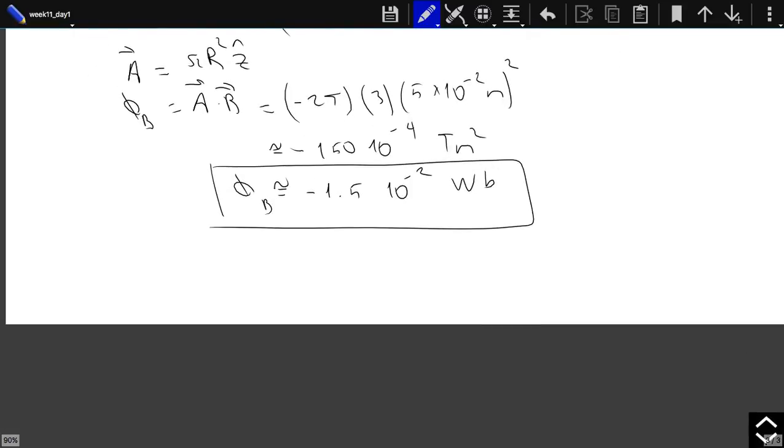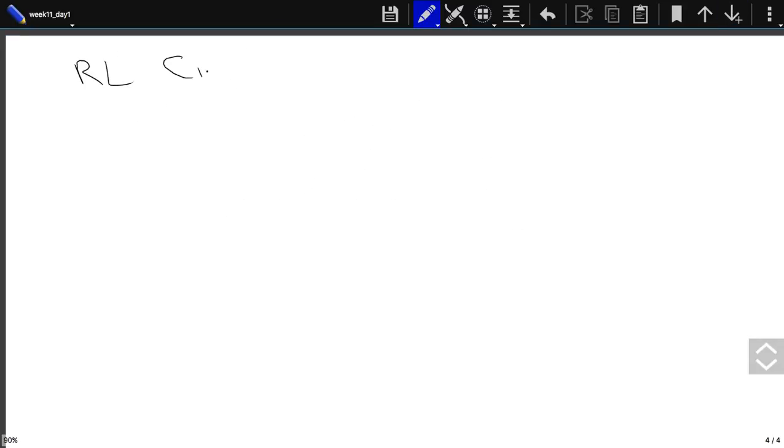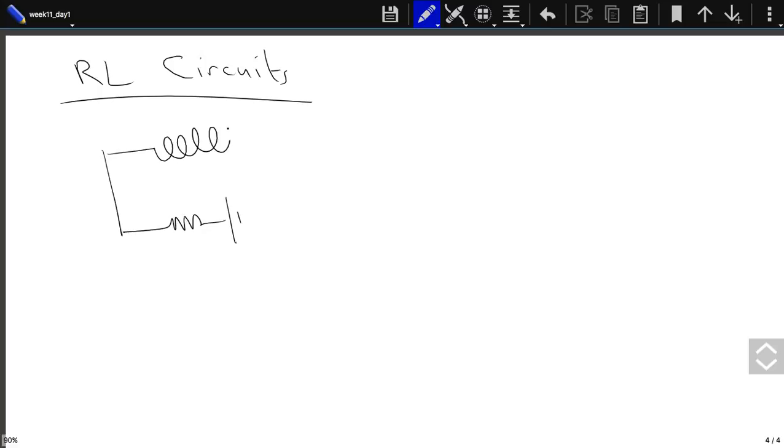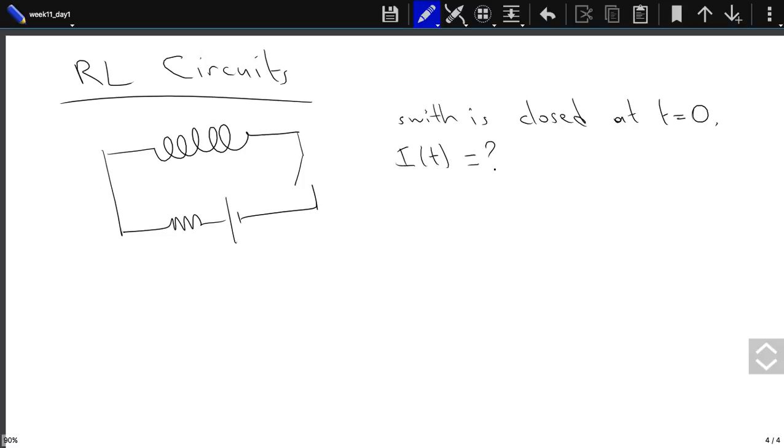Now let's look at the circuits. We can imagine putting this inductor in a circuit. This is probably the simplest circuit that you can think of that contains an inductor. And let's also add a switch. Let's say the switch is closed at t equal to 0. What is the current as a function of time? How does the current change as a function of time? And this battery has an EMF epsilon.